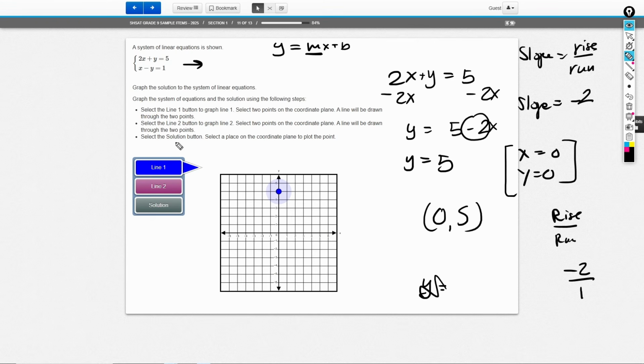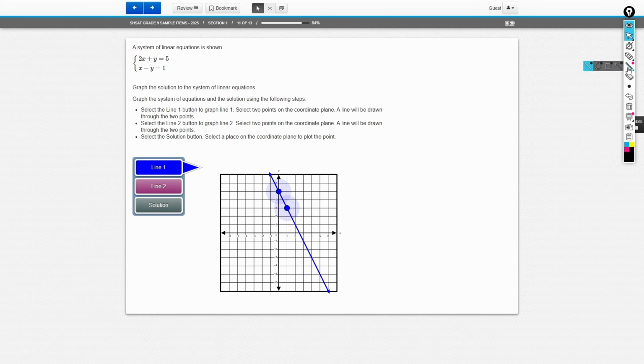So from my first point, in order to get to my next point, I'm going to have to rise by negative 2. If you're rising by a negative number, that technically means that you're falling. So you're going to have to go down by 2 points, and you're going to have to run, or go to the right, by 1 point. So this is actually the line of my first graph.